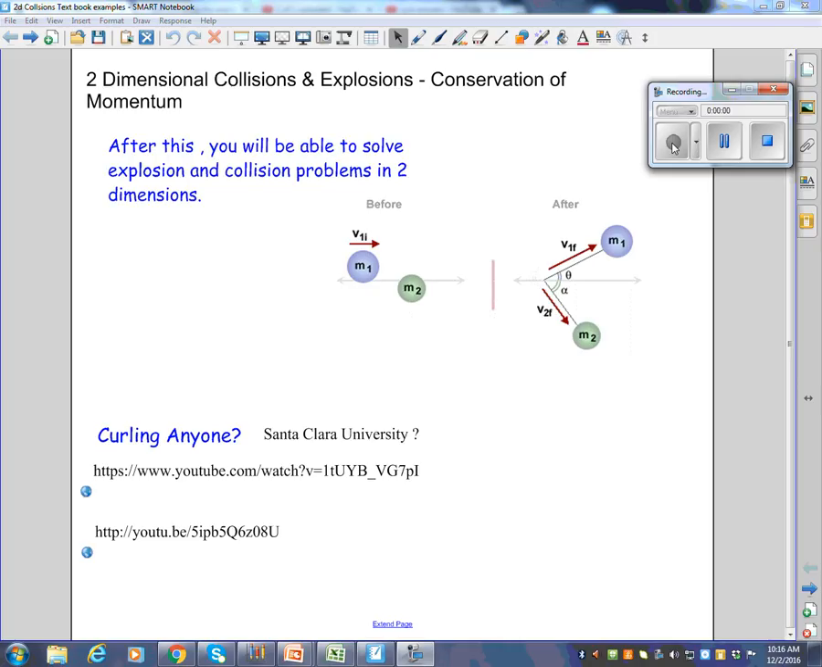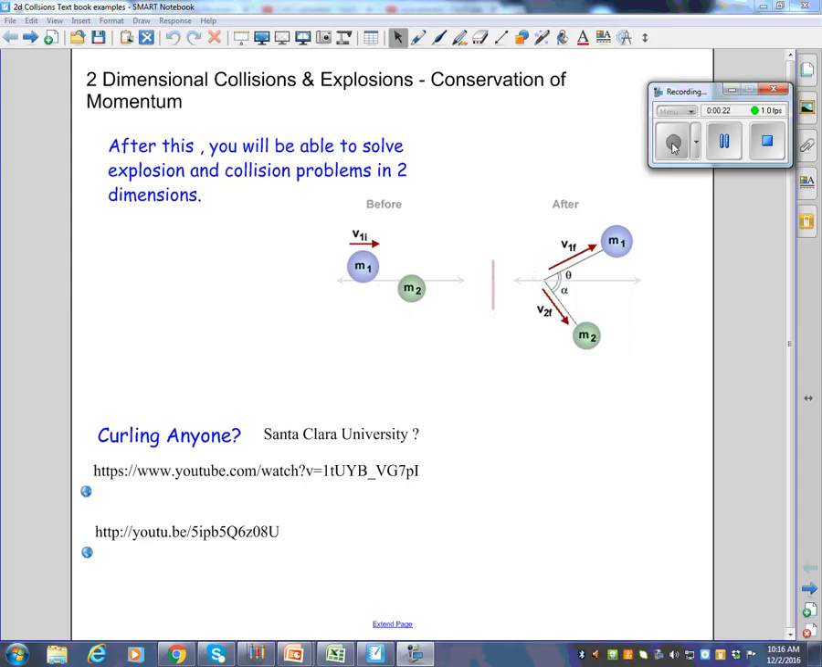Anyways, after this, you're going to be able to solve explosion and collision problems in 2 dimensions. I will tell you this, on the test, there will be only one 2-dimensional question. It will either be explosion or collision. I think there's been some years where I've put 2 questions and you get to pick. Do you want that, or do you want me just to randomly flip a coin and pick one of those 2?